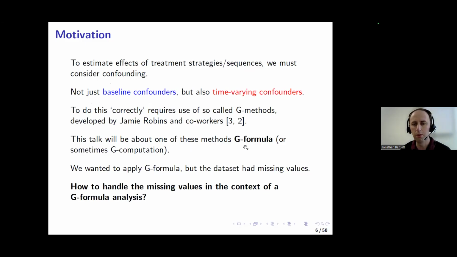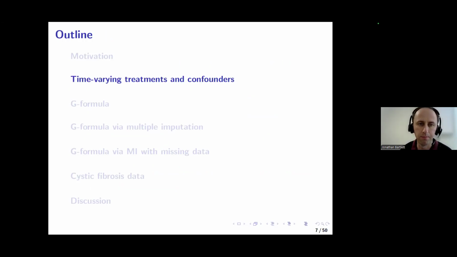I'm going to be talking specifically about the method of G-formula, which is sometimes called G computation. And the overarching context for this talk is that we wanted to apply this G-formula method to a data set where there were missing values. And there are often missing values in data sets, as I'm sure you're all well familiar with. And so the question was, how can we handle missing values in the context of applying this method G-formula for estimating the effects of a time-varying treatment?